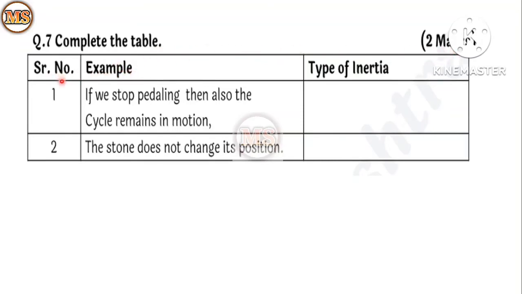Question number 7: complete the table, and this is for 2 marks. How is the table? Here there is a serial number, then examples are given, and we have to mention the type of inertia. Let us see the first one. If we stop pedaling, the cycle still remains in motion. In routine we observe that when we stop pedaling, the cycle continues its motion. So what is the reason or type of inertia behind it? That is nothing but inertia of motion. Then we see the second example: the stone does not change its position, and the type of inertia is inertia of rest.